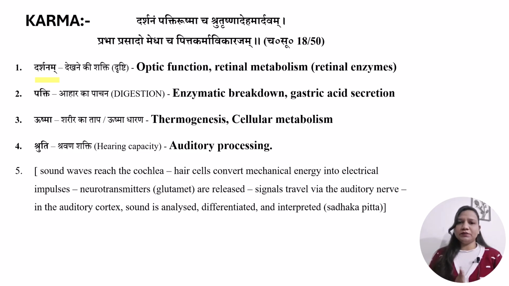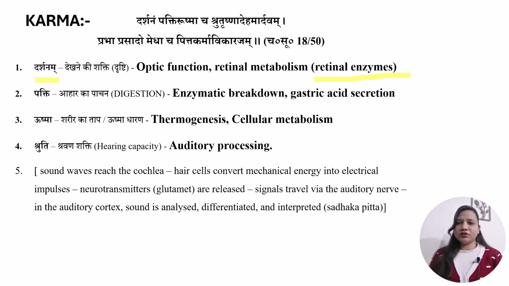So we know that Pitta is the one dosh which is responsible for metabolism and all kinds of transformation in the body. So here also we get vision by the retinal metabolism, and the retinal metabolism is done by the retinal enzymes. So here Pitta can be correlated with the retinal enzymes, which are responsible for retinal metabolism and by which we get the vision. I hope I'm clear on how Pitta dosh is responsible for darshanam.